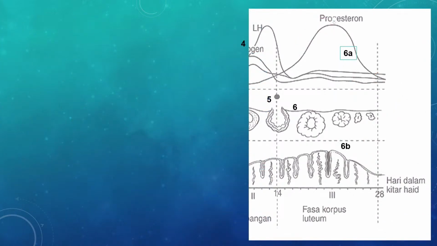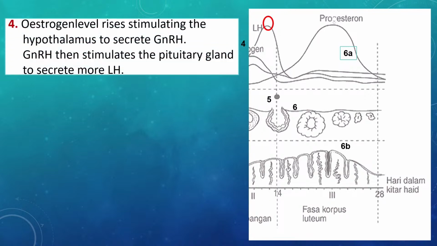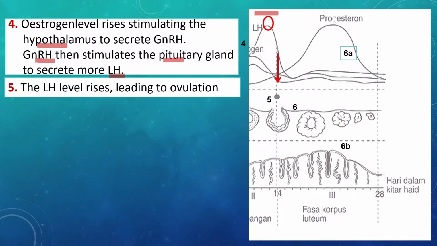We continue with the remaining part of the graph. I take from where I stopped just now, at the peak level of LH. So again, repeating what happened: when estrogen level is very high, the hypothalamus is stimulated to release gonadotrophin. Gonadotrophin stimulates the pituitary to release more LH. That's why you can see LH at a very high level here. When LH is very high, it is going to stimulate ovulation.